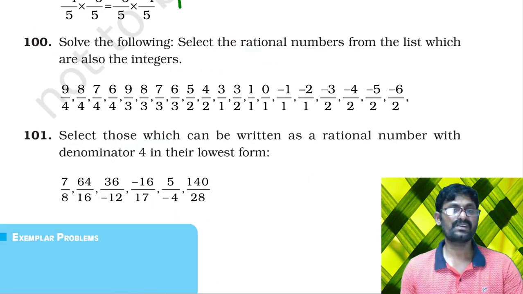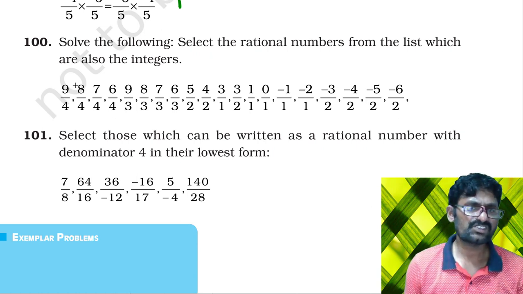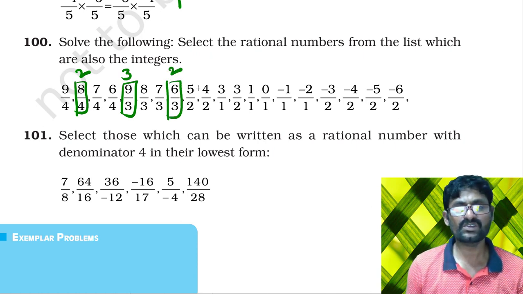Next problem, 100. Solve the following. Select the rational numbers from the list which are also integers. First, let us start from the left side. 8 by 4 is equal to 2. So this is an integer. Now 9 by 3 is equal to 3. So this is an integer. 6 by 3 is equal to 2. That is also an integer. 4 by 2 equals 2. 3 by 1 equals 3. So these are also integers.